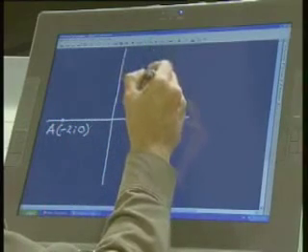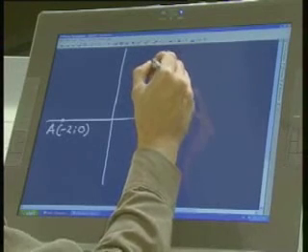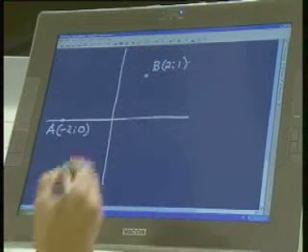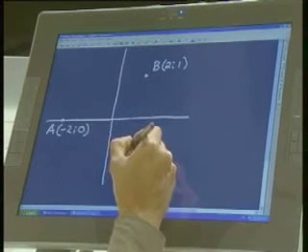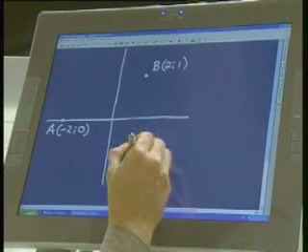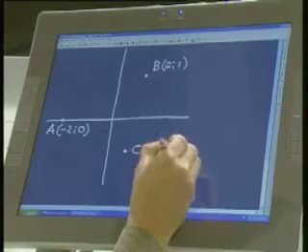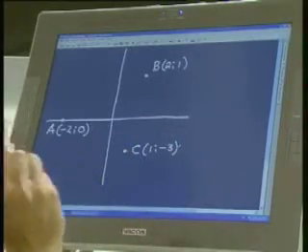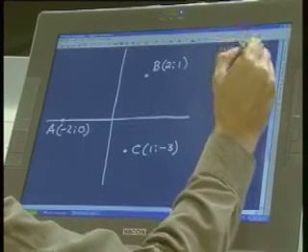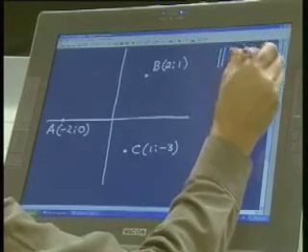The coordinates they gave me were the coordinate pair A, which is (-2, 0). Then there's another point B, given as the coordinate pair (2, 1). The point C is (1, -3). And they say it's ABCD, a parallelogram.